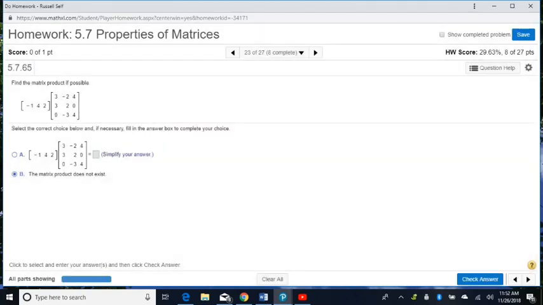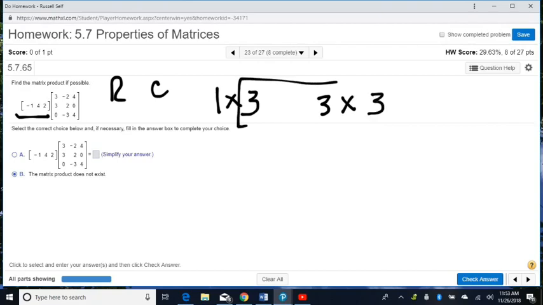Oops, what have I done? 3 by 1, 3 by 3, find the product, hold on, let me see what I've done. It would help if I would get the right thing, and remember it's always rows, then columns. That is 1 row, 3 columns. So they do indeed match.